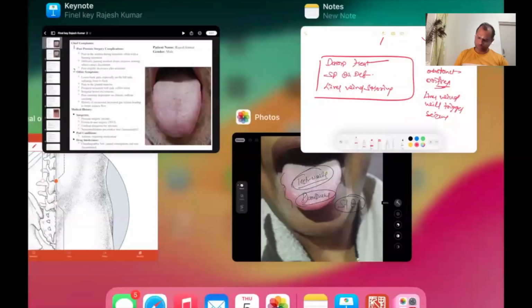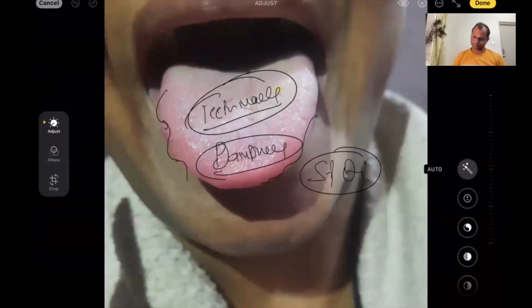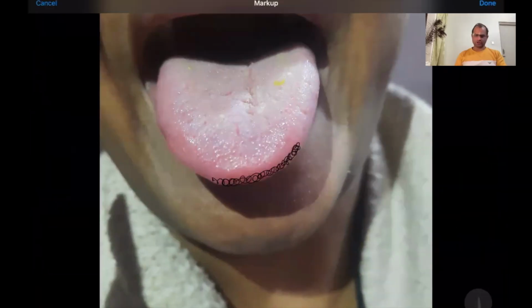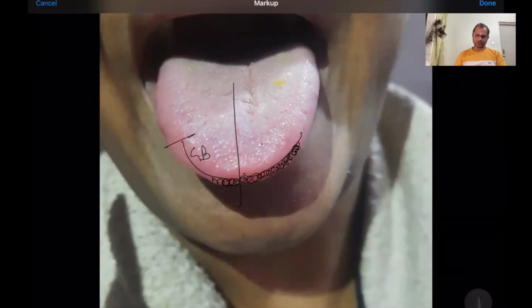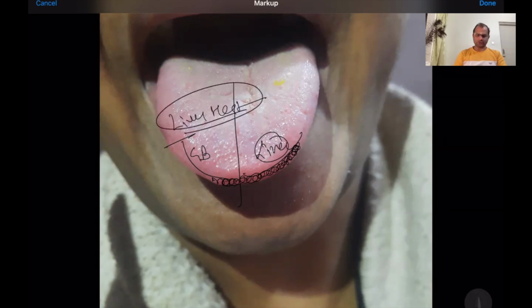So now look at this tongue once again. If you look here, if we divide the tongue in two parts, this area is the gallbladder area and this area is the liver area. So it looks like liver heat is there and it's also affecting this part, meaning it's affecting the brain and mind.